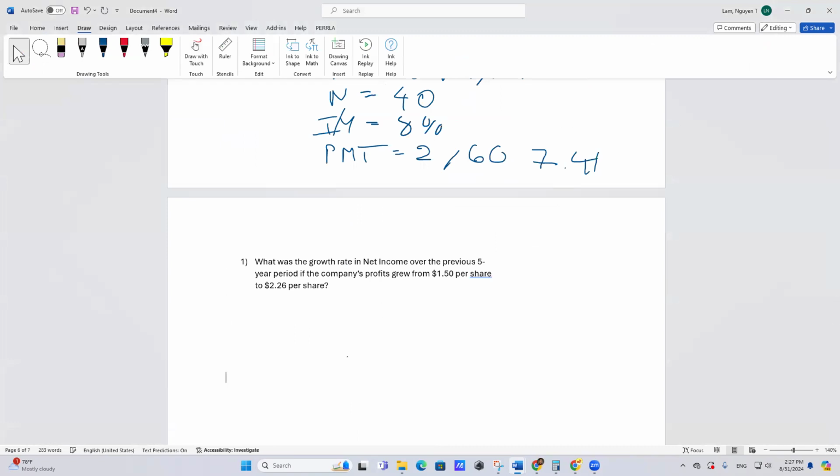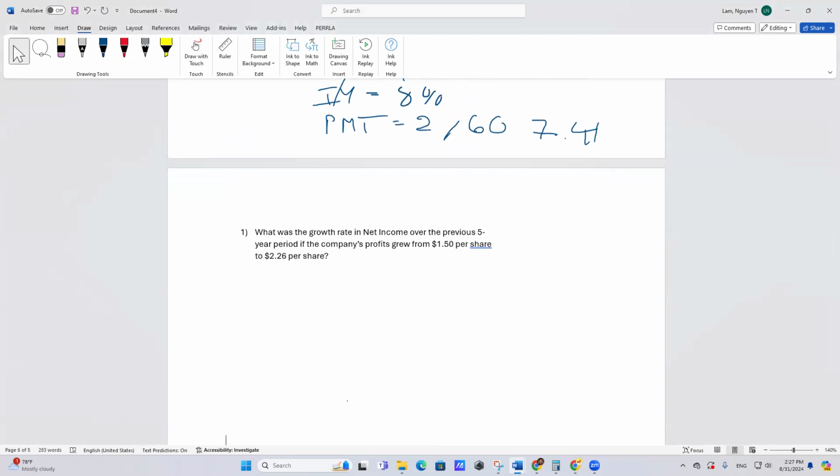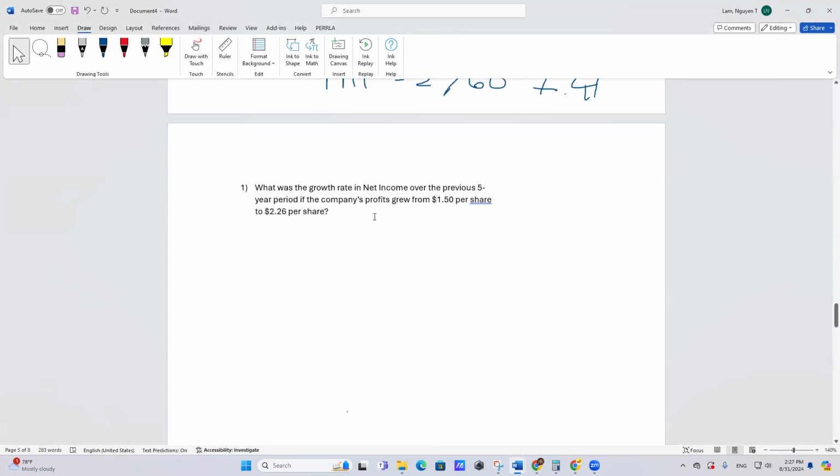What was the growth rate in net income over the previous 5 years period if the profit grew from what? Okay, growth rate, right? If it's asked for growth rate, it's asking for the I/Y, right? Make sure you know that. This is present value, right? To what? Future value, right?